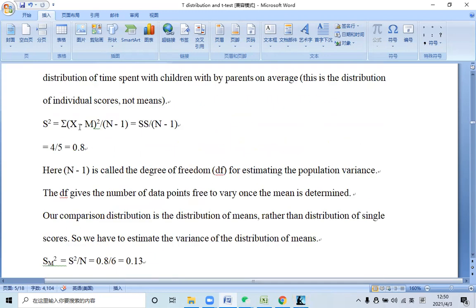We already calculated the variance for the sample. The variance for the sample is the sum of squared deviations divided by the degrees of freedom. Sum of squared deviations is 4, and degrees of freedom is n minus 1, 6 minus 1, that's 5. 4 divided by 5 is 0.8. And based on this information, we can estimate the standard deviation for the distribution of means.